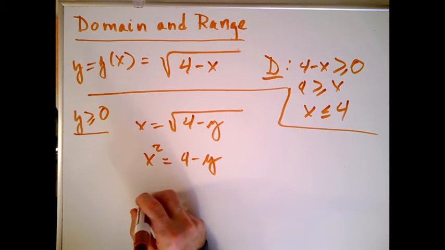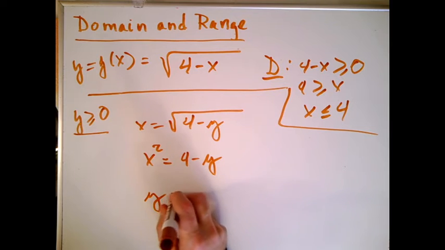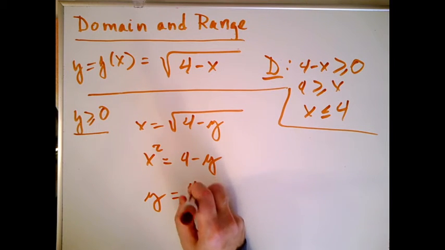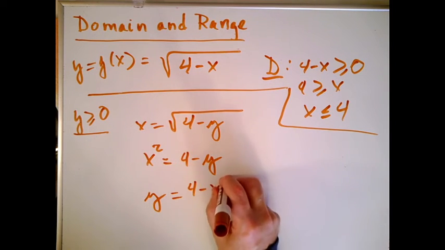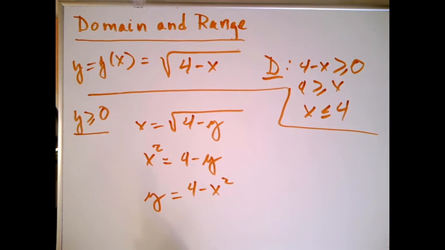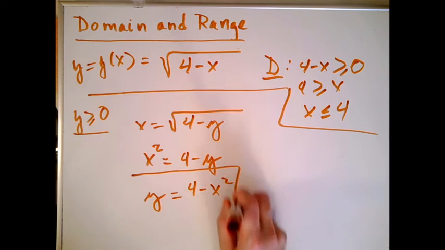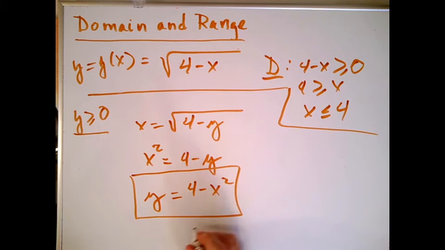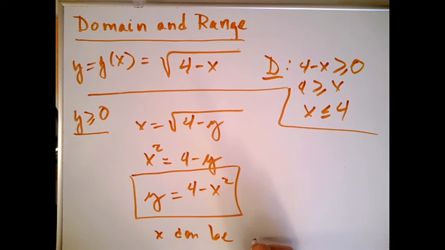Now solving for y, I'll put the y over here, I'll put the x squared over here. So I get 4 minus x squared, something like that. And I'm supposed to look at the new domain of this function. Well, here x can be anything. Right? X can be anything.